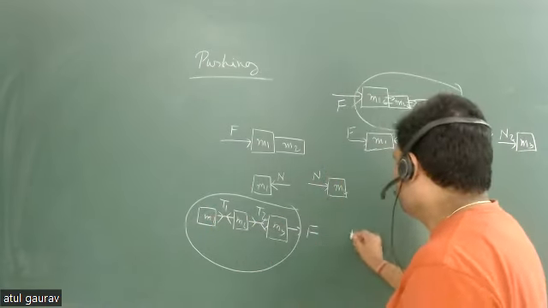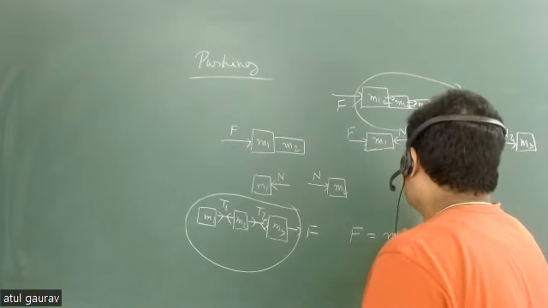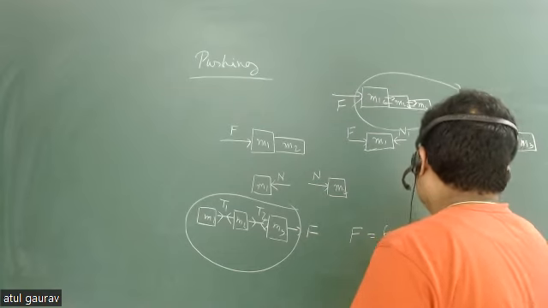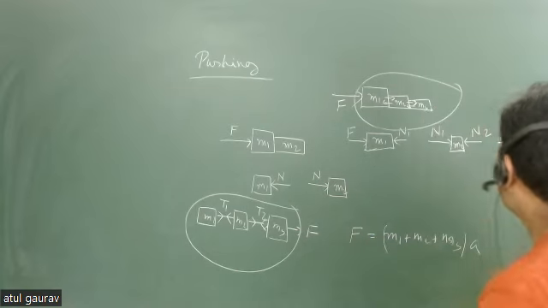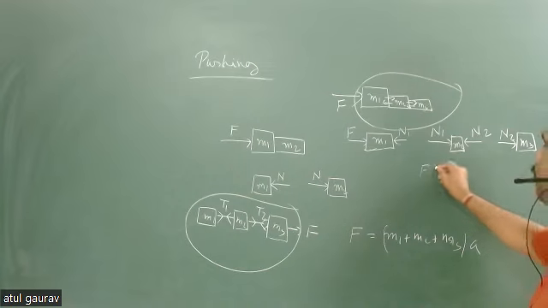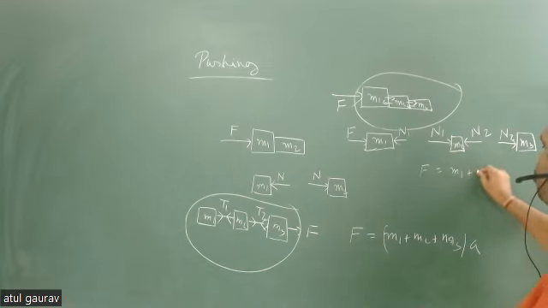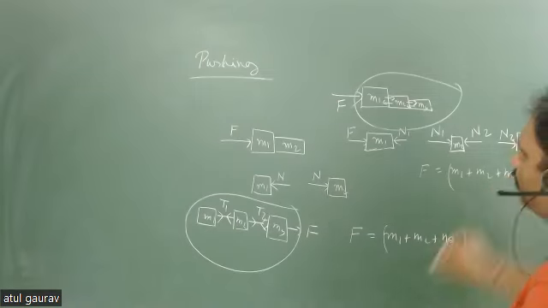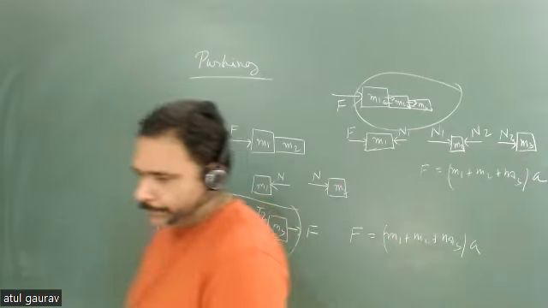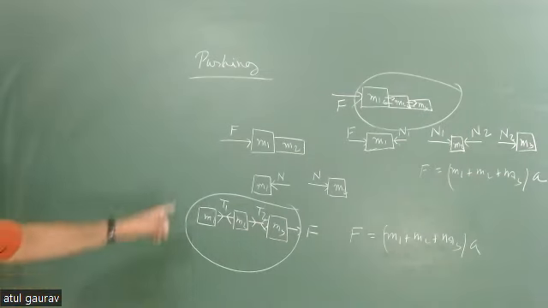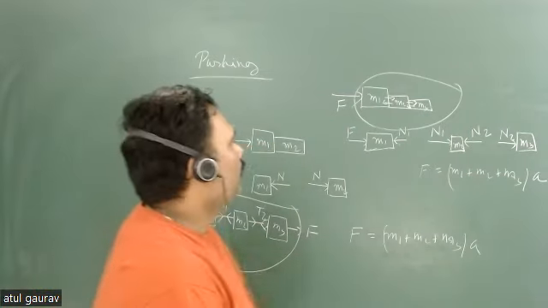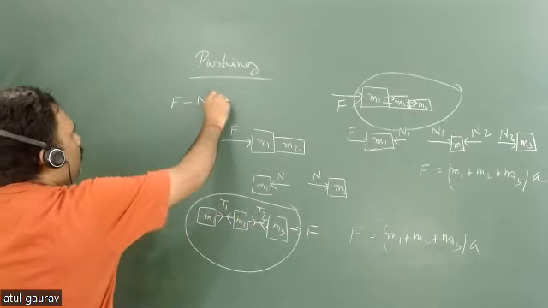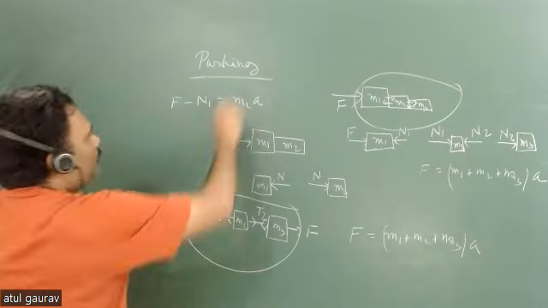So what you can write? You can directly write F is equal to (M1 plus M2 plus M3) into A. In this case also, and in this case also, you can write F is equal to (M1 plus M2 plus M3) into A. Are you getting my point? But if you are writing for M1, then what will be your equation? F minus N1 is equal to M1A. Are you getting my point?